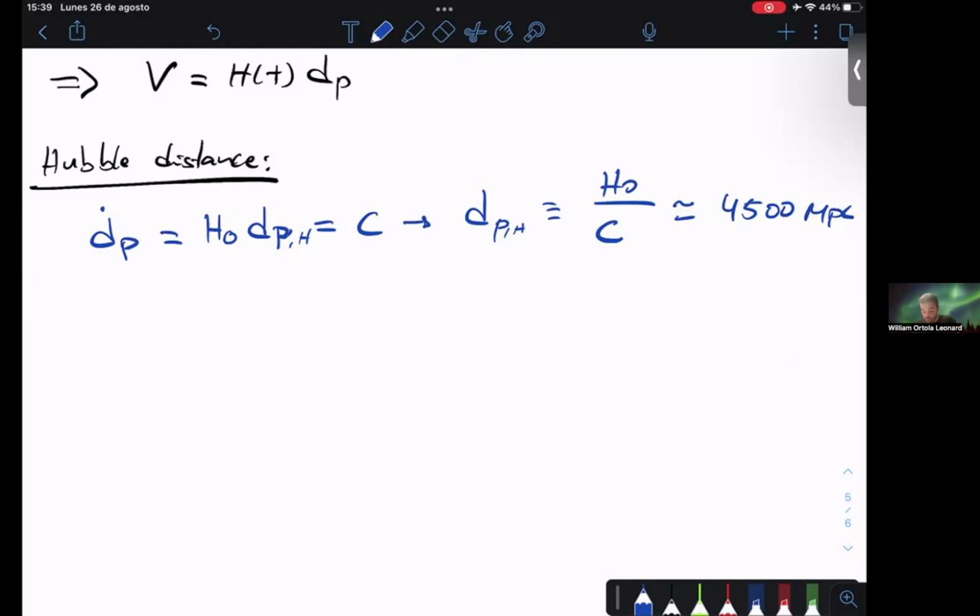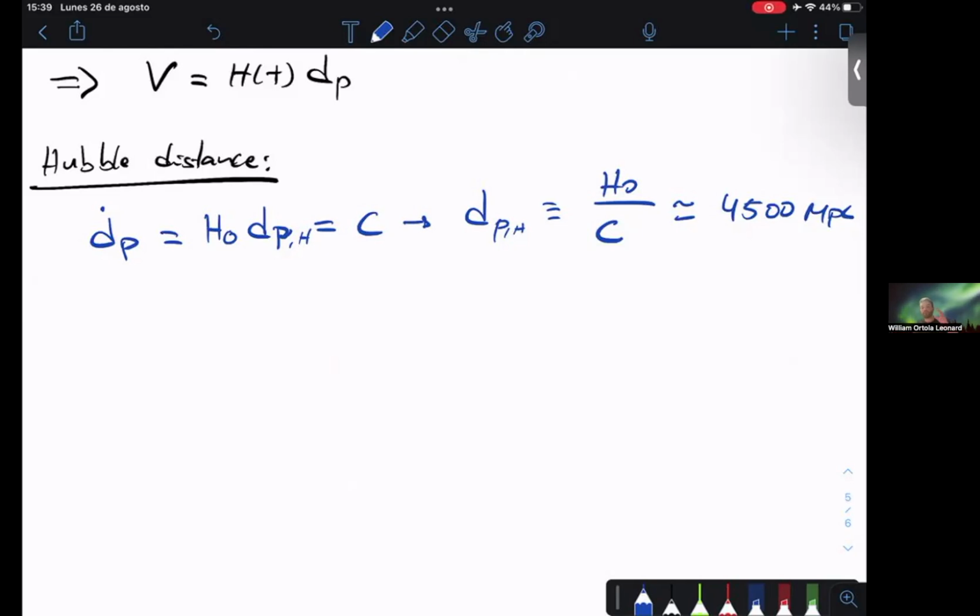And some of you might be asking yourselves how is it possible that an object, like a galaxy, which is so big, is moving with the speed of light? Or, even if you go farther away from this specific distance, are they going to be moving faster than the speed of light?